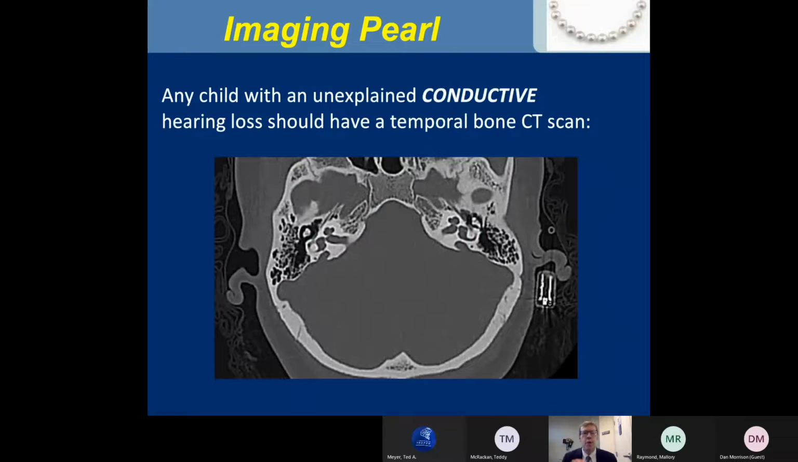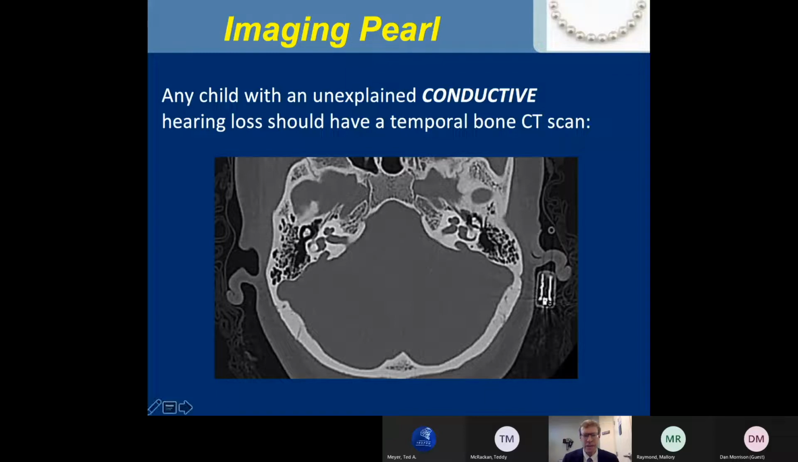This brings me to an important imaging pearl that Daryl Brackman always emphasized to me. He said, any child with an unexplained conductive hearing loss should have a temporal bone CT scan. That is, if a child has a normal eardrum, a normal ear canal, and no fluid in the middle ear, but has a conductive hearing loss, that child needs a CT scan.